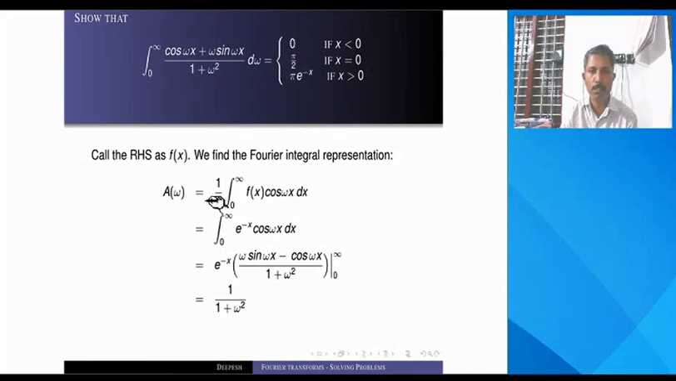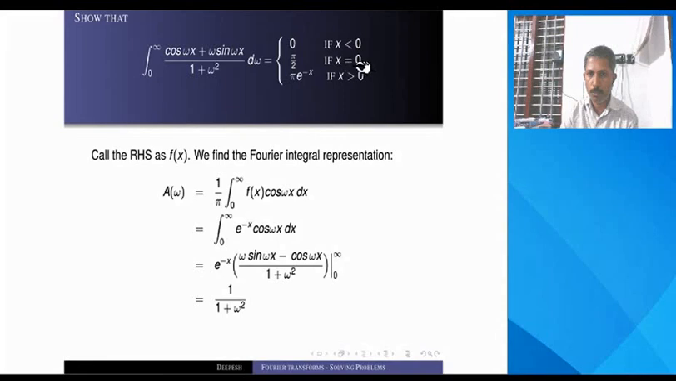So A(omega) is 1 by pi integral 0 to infinity. Why have I taken 0 to infinity? Actually it is from minus infinity to infinity, but from minus infinity to 0 the function is entirely 0. So this is actually having integral minus infinity to 0 here, but that is useless because you are integrating a 0 function. So anyway you are going to get 0 there, and that's why I have omitted this negative part.